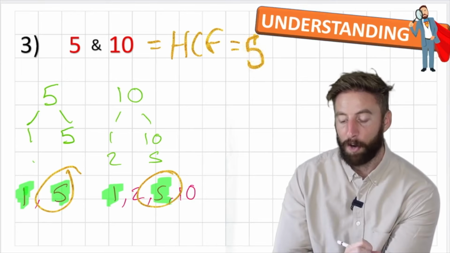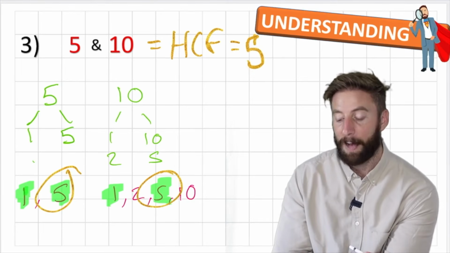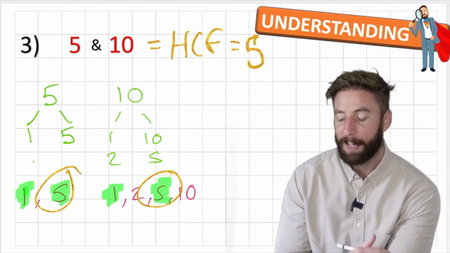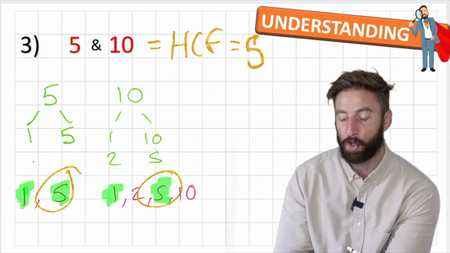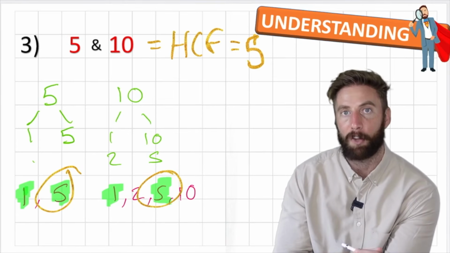Okay, well, hopefully this was useful for you. So what we're looking for, the highest common factor: first look for those factors, then let's find the common factors between the two and then just look for that highest value, the biggest number.